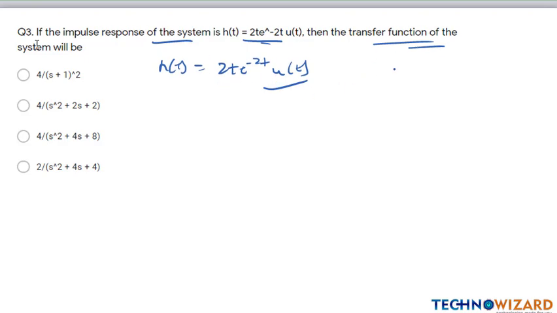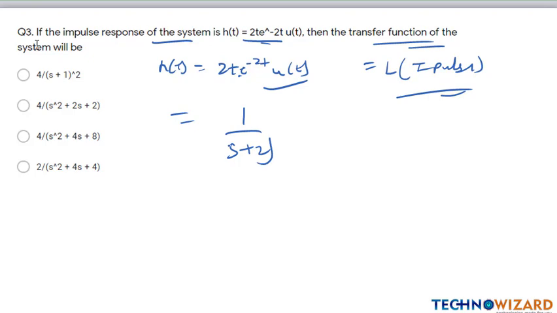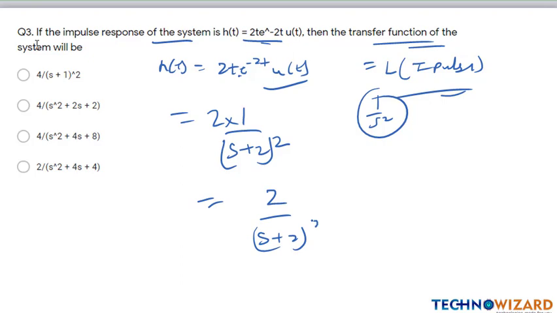So to find the transfer function, we know transfer function is equal to Laplace transform of impulse response. So e to the minus 2t is 1 upon s plus 2, into 2, and t is 1 upon s square. Therefore it will be 1 upon (s plus 2) square, multiplied by the constant 2. Therefore transfer function will be 2 upon (s plus 2) whole square. This is equal to 2 upon s square plus 4s plus 4. Option D is the correct answer.